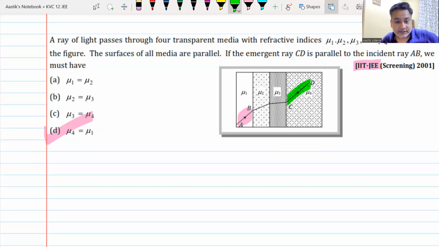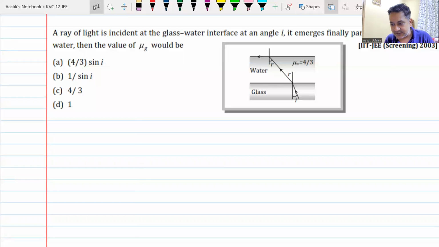Comes one more. And again, this question will remind you of the question that came in this year's JEE. When I say JEE, I mean JEE Advanced.